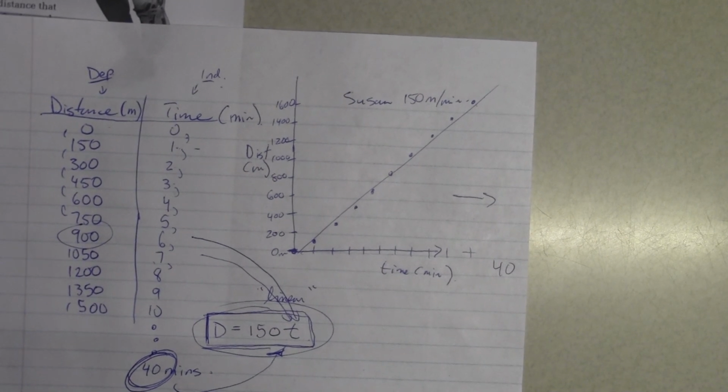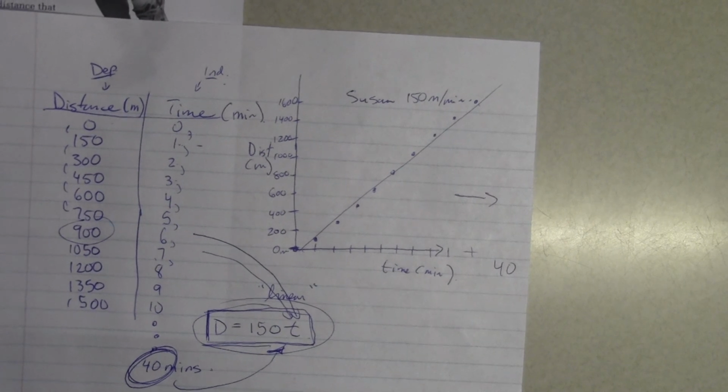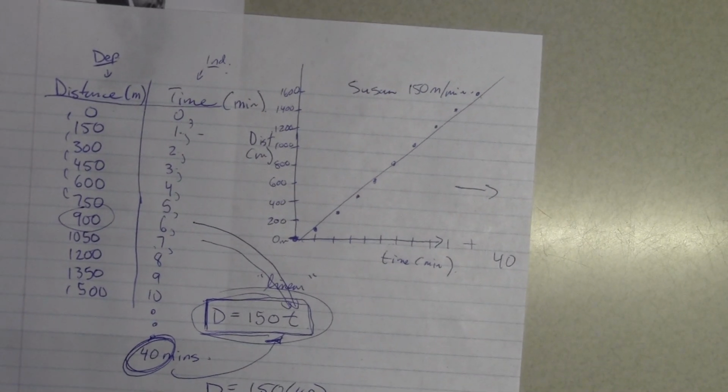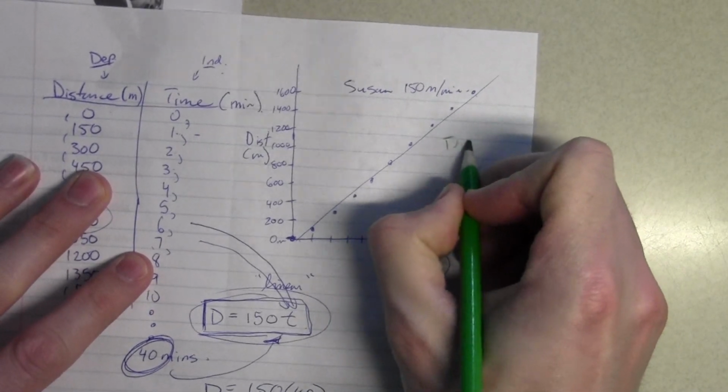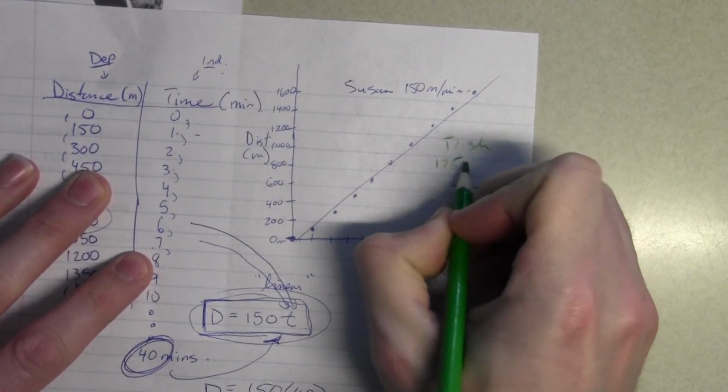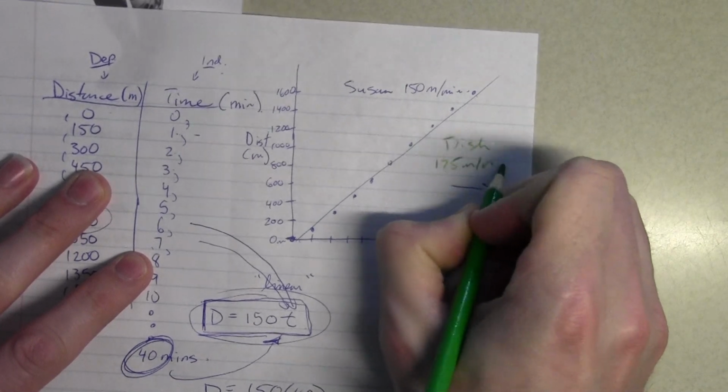Luca at the back. What do you think? Not sure? Here, I'll help you out. Sorry, I can't find her data. It's 175. Yeah, we haven't made it yet. It's here, Trish. It's 175 meters per minute.